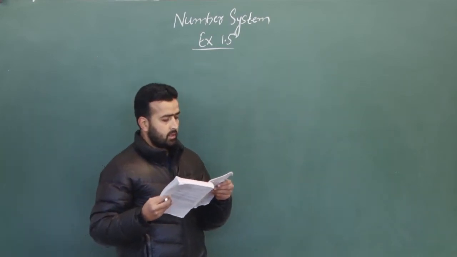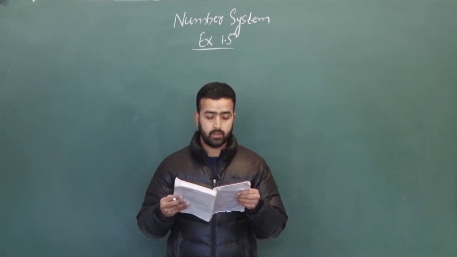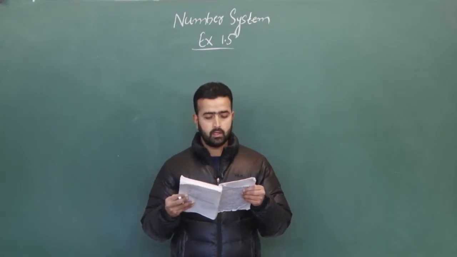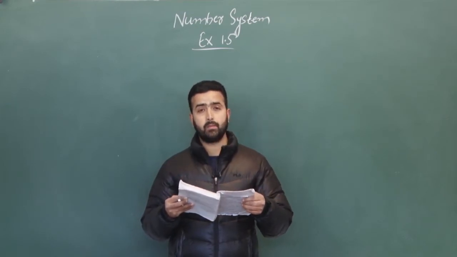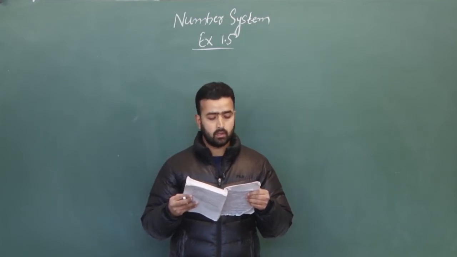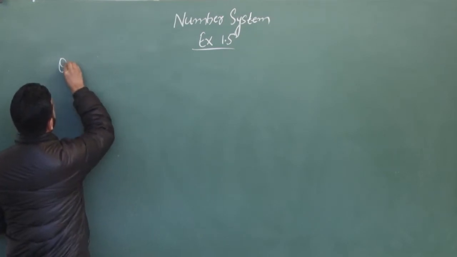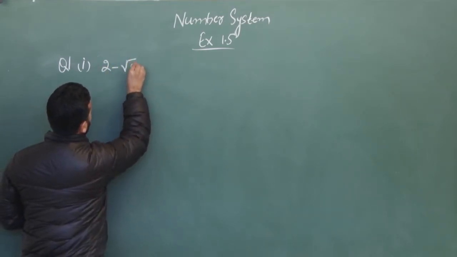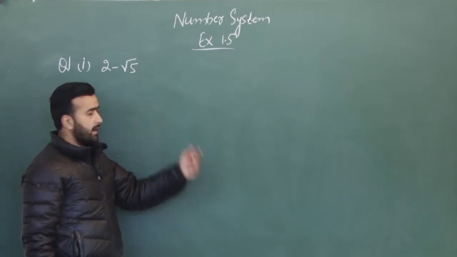It says, classify the following numbers as rational or irrational numbers. So here we have to classify rational or irrational numbers. Now we are very much aware which types of numbers can be rational or irrational. These types of numerical situations we have to deal with here. This is question number 1, and we have to classify this, that is 2 minus under root 5. We have to classify whether it is a rational or irrational number.